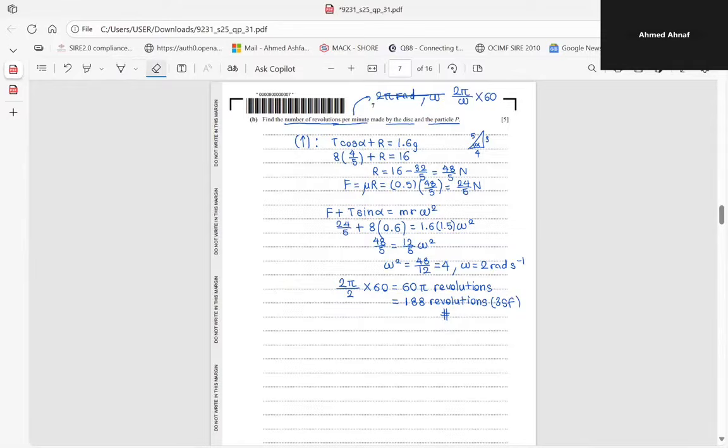Sorry everyone, the formula I used was incorrect. It's actually omega divided by 2 pi.